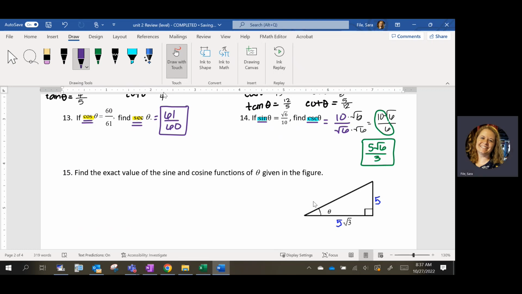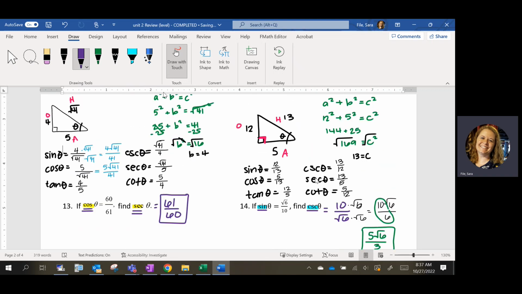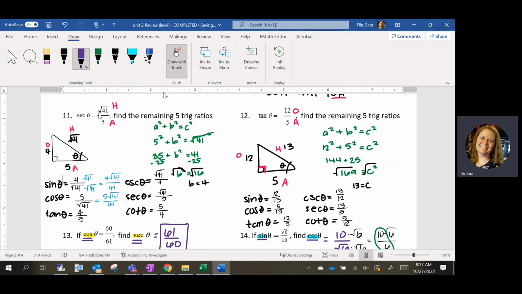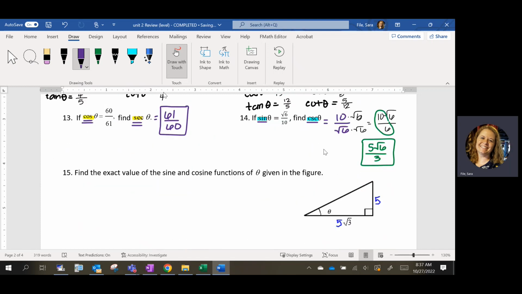15 is similar, except this time, instead of just telling you a ratio, which when they tell you a ratio, they are giving you two sides of a triangle. It's just not drawn for you. Here, they've drawn the triangle and given you two sides. So they've done that setup for you. So this is a little easier, or it should be a little easier because it's already drawn and set up.